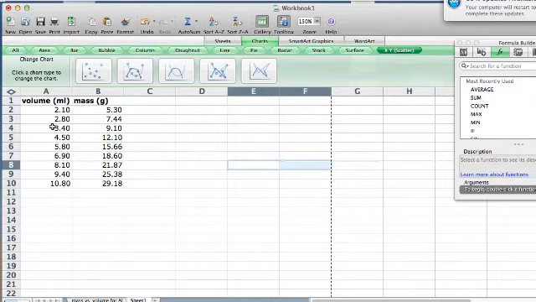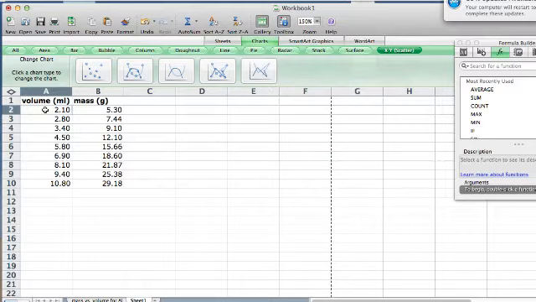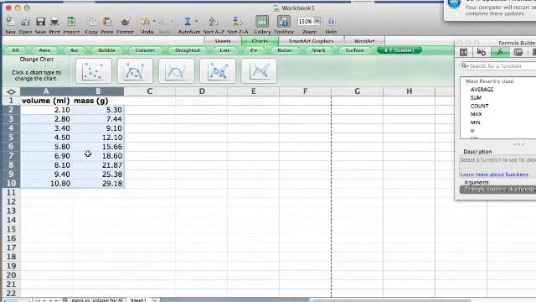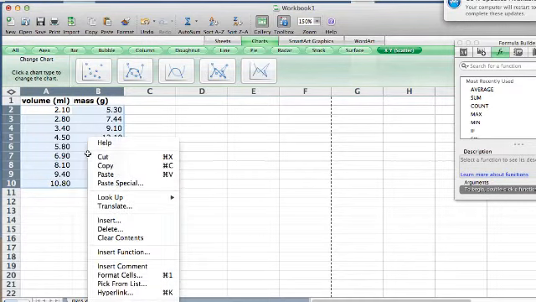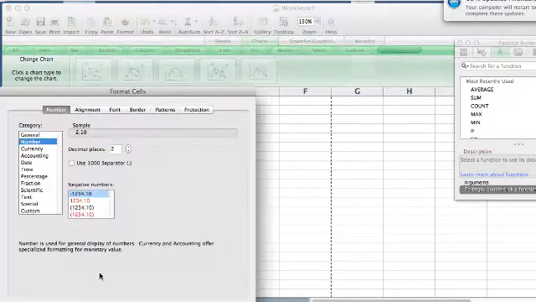I've already put the volume and the mass data here in two columns. You want to make sure that your data is expressed out to the proper number of significant figures. If you need to change that, you highlight the cell or the groupings of cells that you want to change, and you right-click or control-click, and that will bring up a drop-down box. You can choose Format Cells. There you will choose Number for your cells, and you can choose the number of decimal places. You can use a toggle box to switch to as many or as few decimal places as you need.